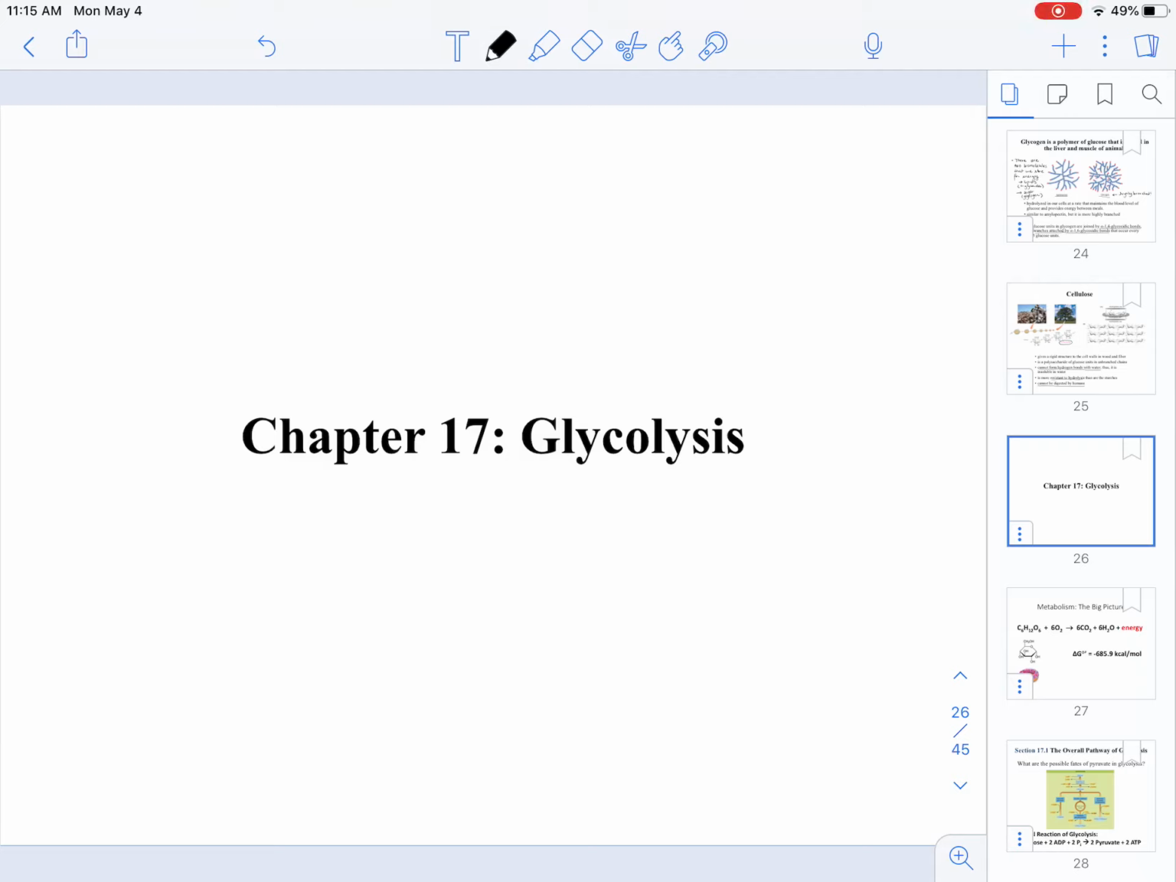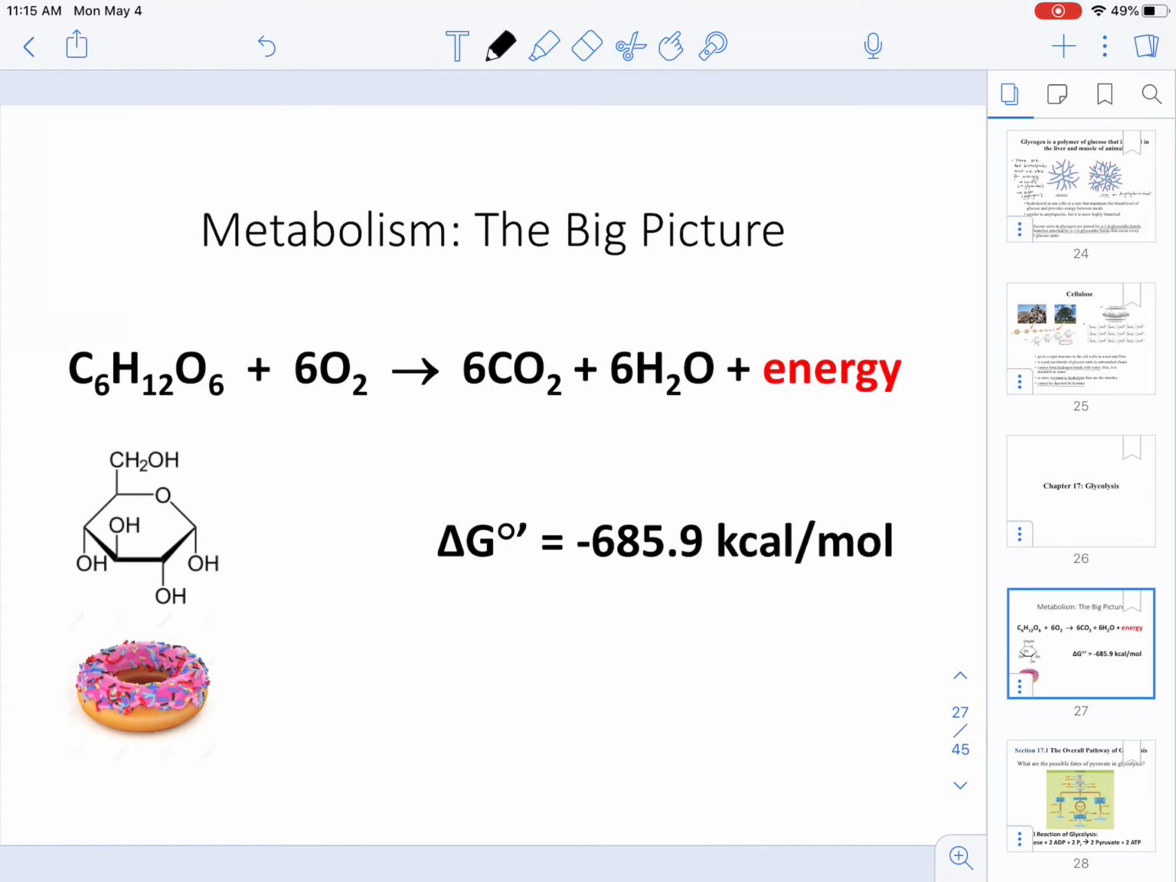In this video, we are going to be discussing the topics in Chapter 17, which has to do with glycolysis. We are now going to be looking at the process of metabolism, but we are going to be looking at the overall picture. As I expressed in the previous chapter, overall, when we are metabolizing through the process of respiration, a molecule of glucose, you can see that we're going to be reacting it with molecular oxygen, and the products are going to be carbon dioxide, water, and energy.